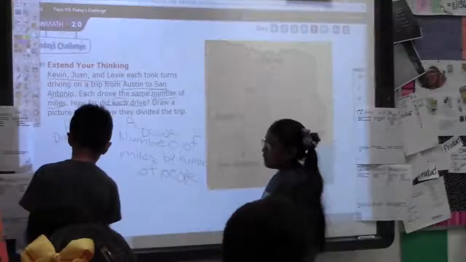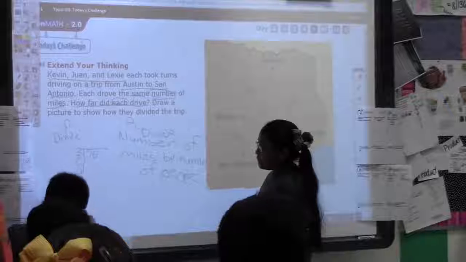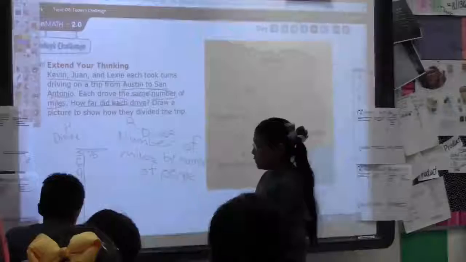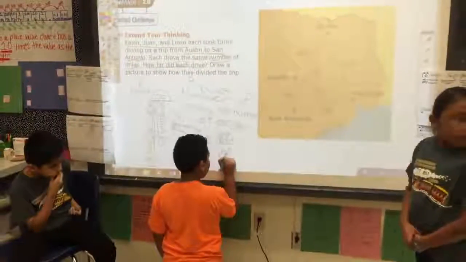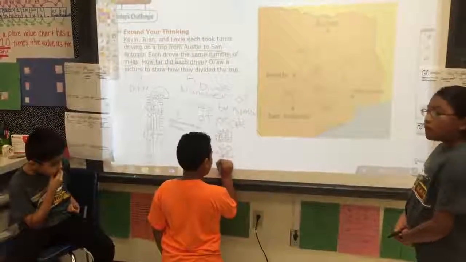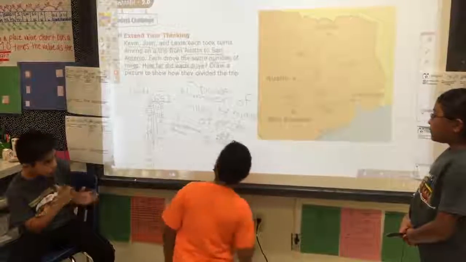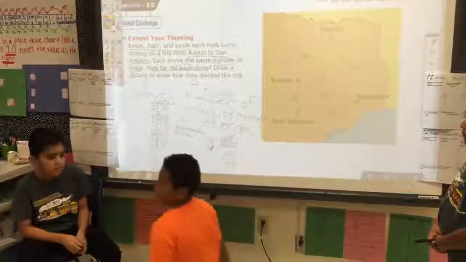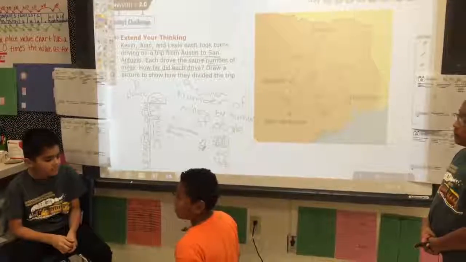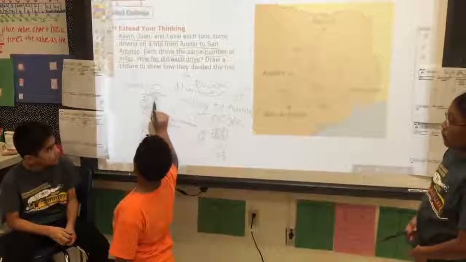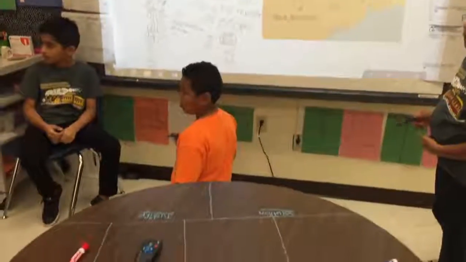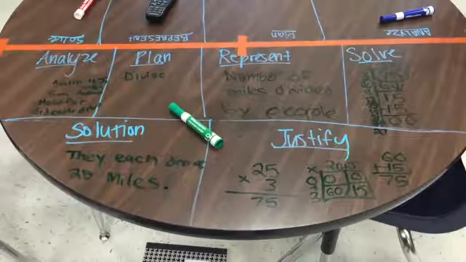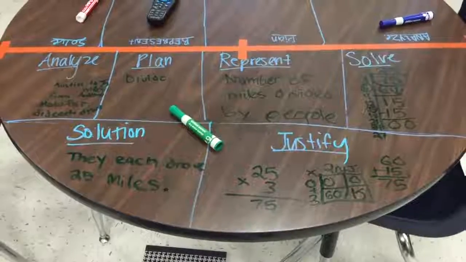Solution, they're taking that question that they found out, what the question was, and they're reversing it into a statement and writing their answer in that statement. And justify, they usually take the inverse operation and flip it around and solve it to make sure their answer was correct, or we solve it a different way, or they check for reasonableness, if it makes sense. If it doesn't make sense, then it's not right, and we need to go back to solve. So is 25 miles each a reasonable answer for all three to drive? We talk about it, and that's our problem of the day, I guess. Y'all multiply, right? Why did y'all multiply?